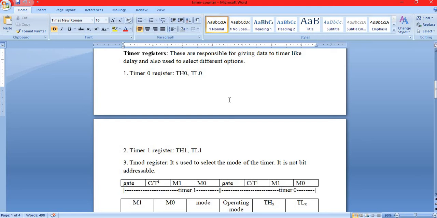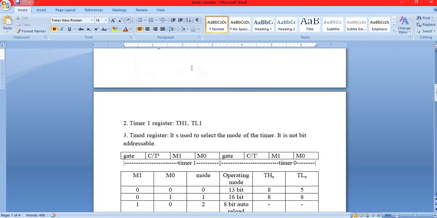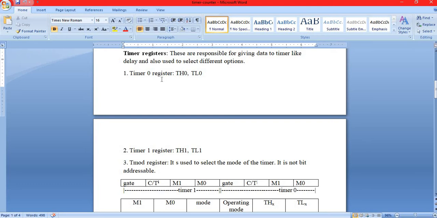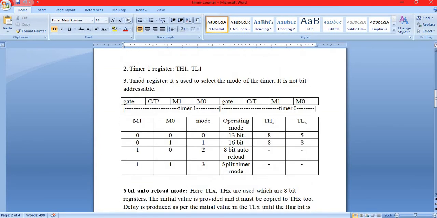Now let's take a look at the timer registers. They are responsible for giving data to the timer like delay and use it to select different options. Now firstly, there is timer 0 register which is a 16-bit register. It is internally divided to TH0 and TL0 which are 8-bit respectively. And there is another register called as timer 1 register which is also a 16-bit register and it is also internally divided into TH1 and TL1 which are both 8-bit respectively.